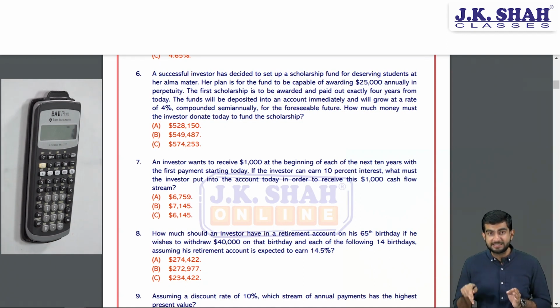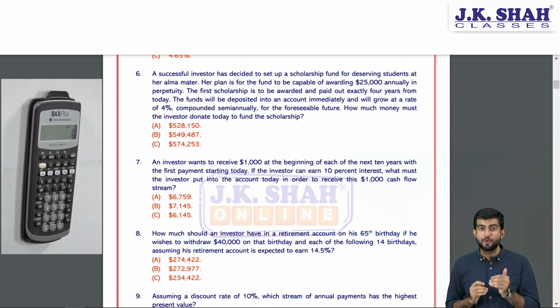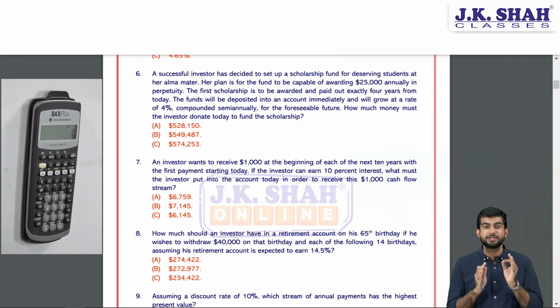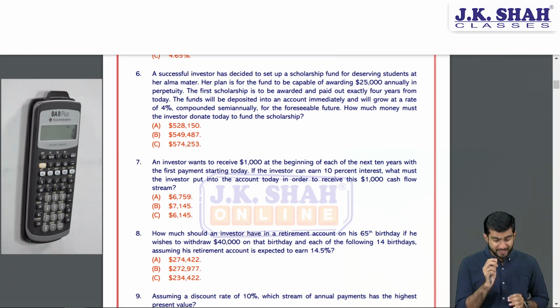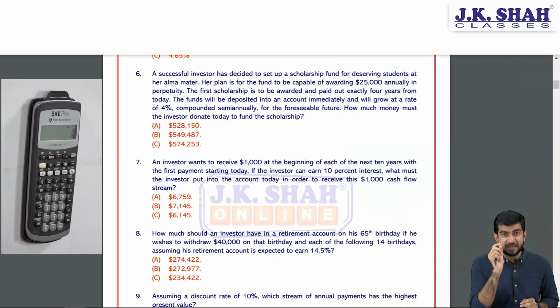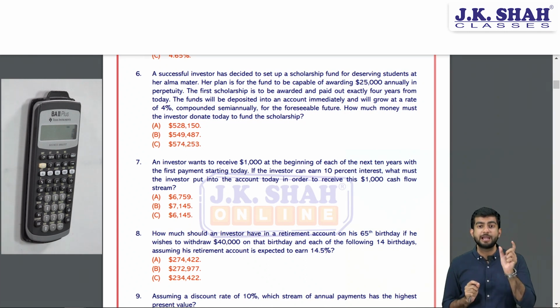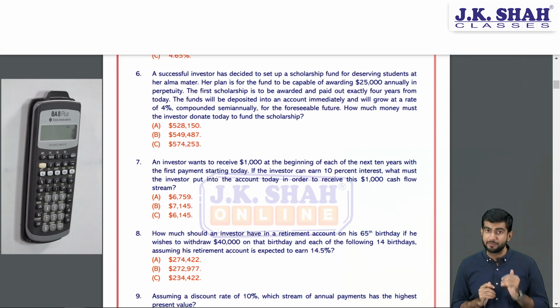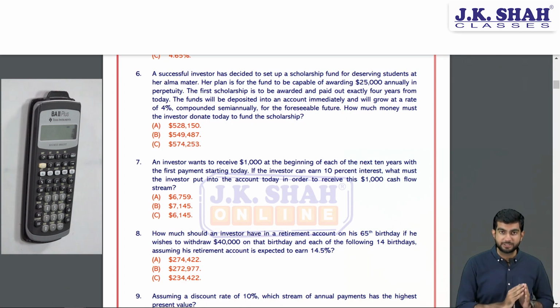If you solve the 7th question in end mode, you will get a wrong answer. So it is crucial to set your calculator to begin mode. If the letters BGN are appearing on the calculator screen, this means that the calculator has been set to begin mode. Now let us solve the question.